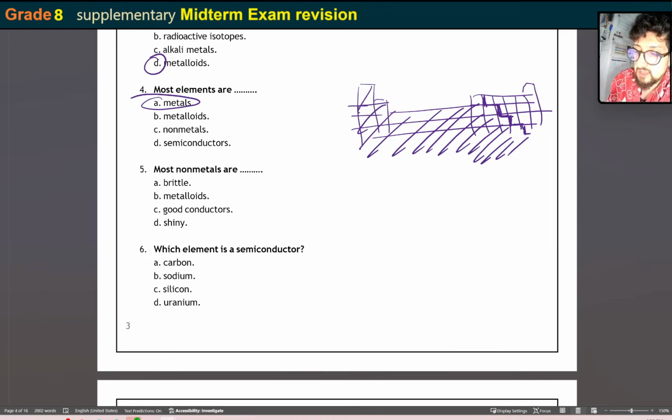Okay, most non-metals are brittle. And brittle is the opposite of malleable. Malleable means you can bend it. Brittle is the opposite. It means you can't really bend it so easily. Which element is a semiconductor? Silicon. Okay, and this is what we call the silly ladder. And silicon is one of those elements right there.